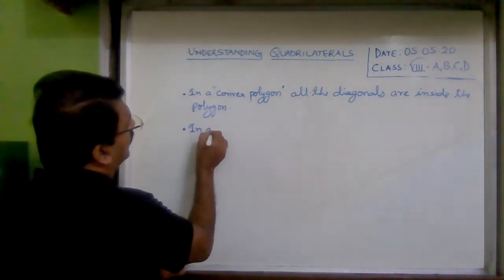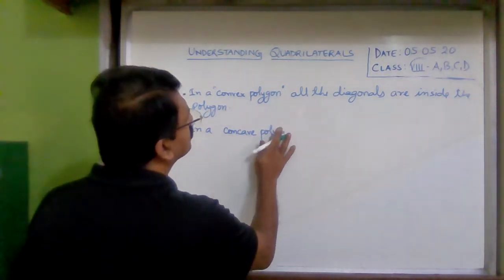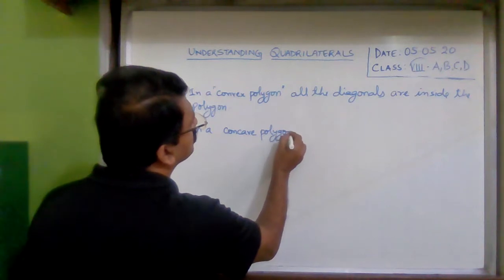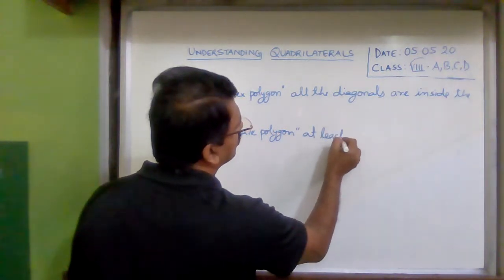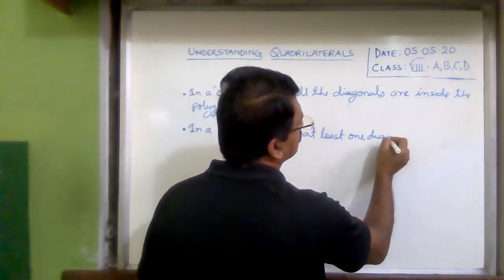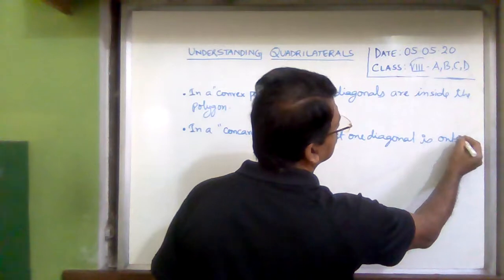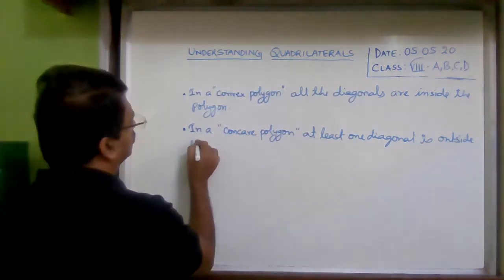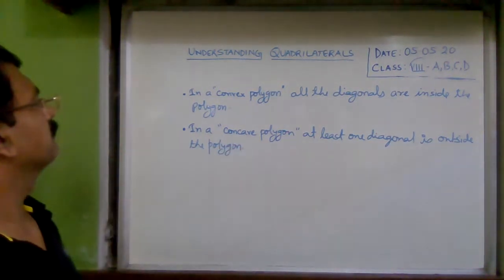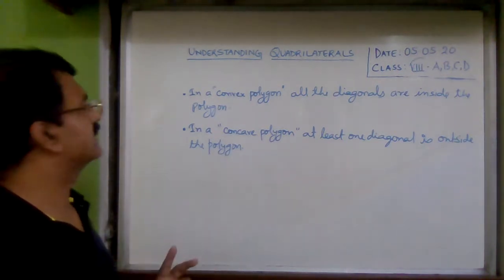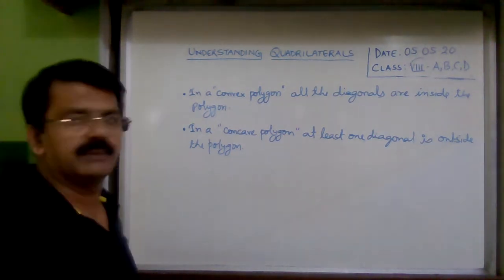In a concave polygon, at least one diagonal is outside the polygon. So it's a very interesting thing. In a convex polygon, all the diagonals are inside the polygon, and in a concave polygon, at least one diagonal is outside the polygon.